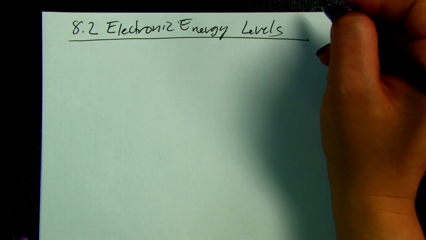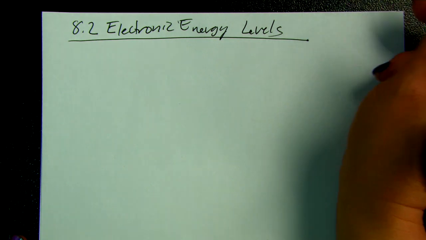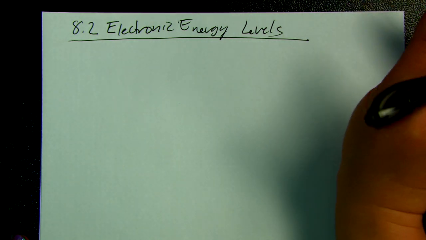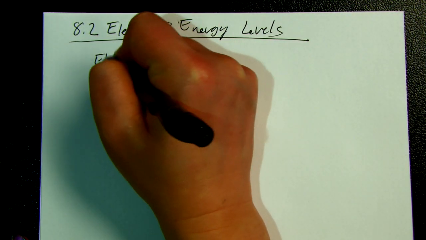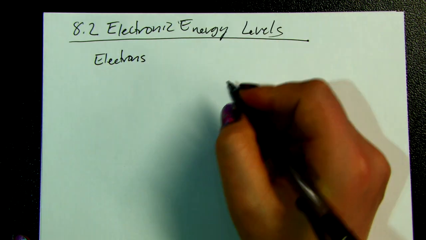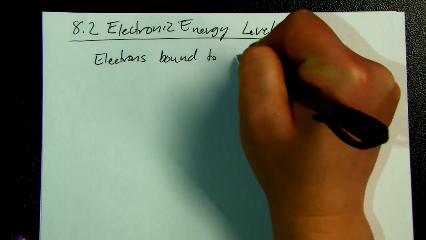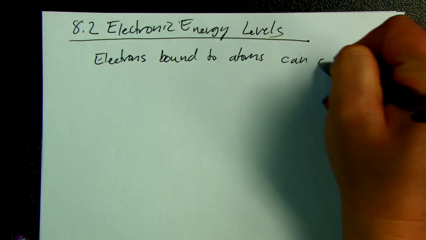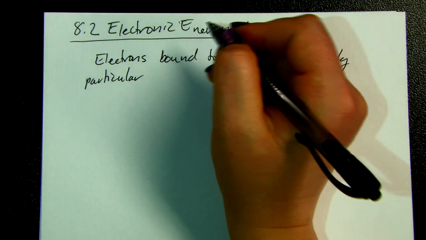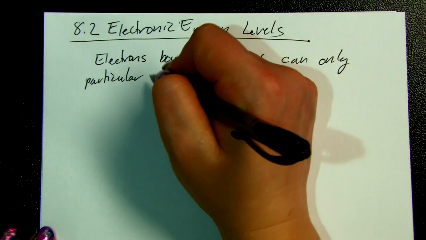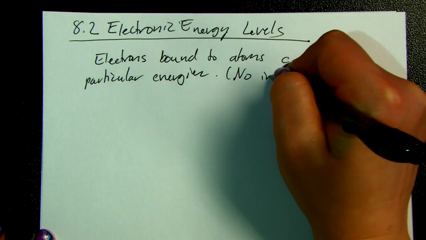So one of the most exciting discoveries of the last century is that energy levels within an atom are quantized and discrete. That means that electrons that are bound to atoms are only allowed to exist at particular energies. Atoms can only have particular energies, and they can never be in between. They're either all in or all out. So no in-betweens.